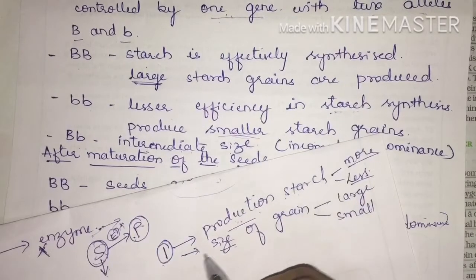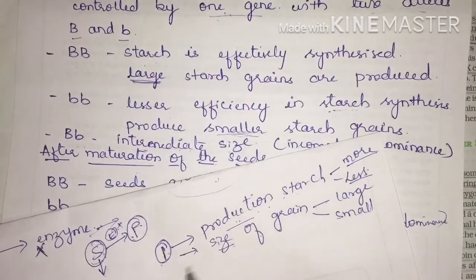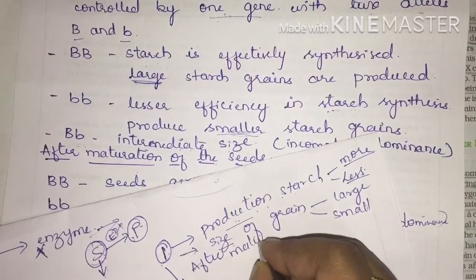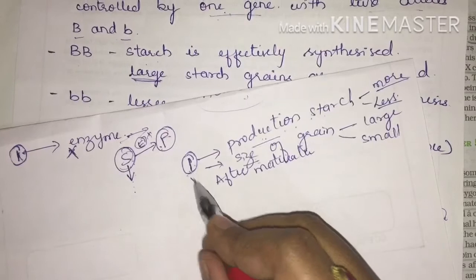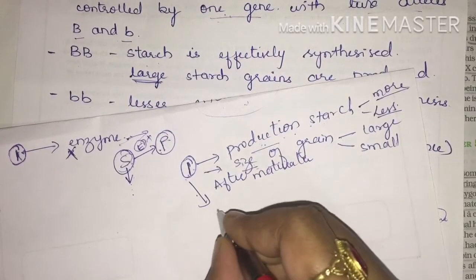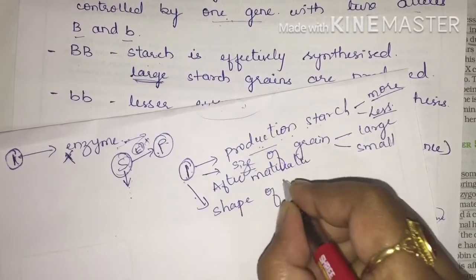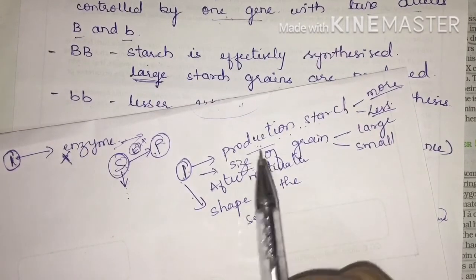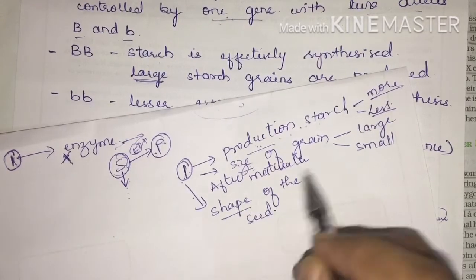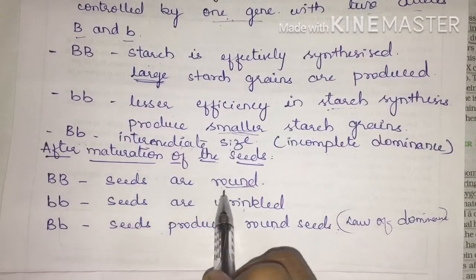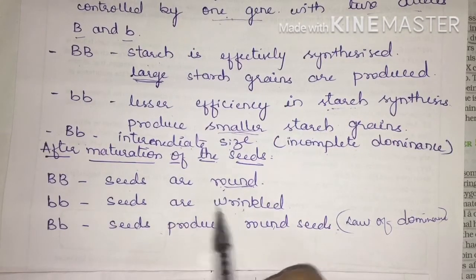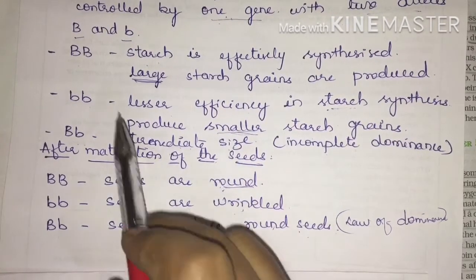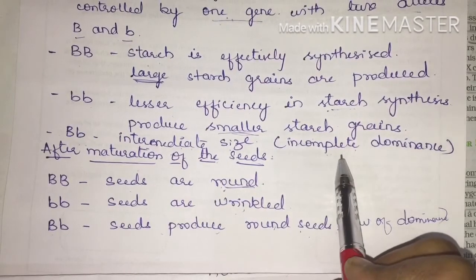Before maturation, this gene was responsible for production of starch and size of the grain. After that seed gets matured, what happened? Now the same gene is producing which character? That is the shape of the seed. First it was production of starch, then size of the grain, then after maturation the same gene is responsible for giving the shape of the seed. Capital B, if present, shows round. If small b, it is wrinkled. If it is heterozygous, then it shows round seeds. Now here it is law of dominance, whereas before maturation it was incomplete dominance in the heterozygous condition.